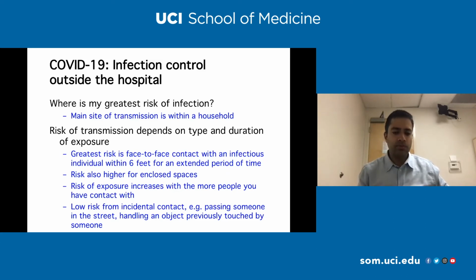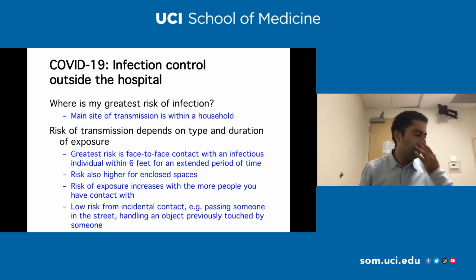Now, your risk of transmission depends on the type and duration of the exposure. As we mentioned, the greatest risk is face-to-face contact with an infected individual within a 6-foot space, but also for an extended period of time. Risk seems to be higher in enclosed spaces. In general, the more exposures you have with more people, the greater your risk.